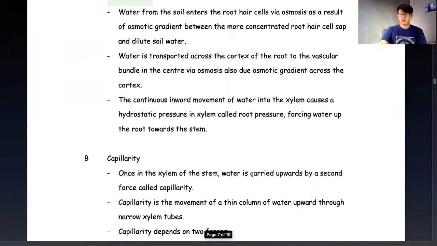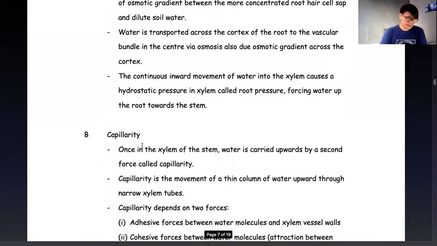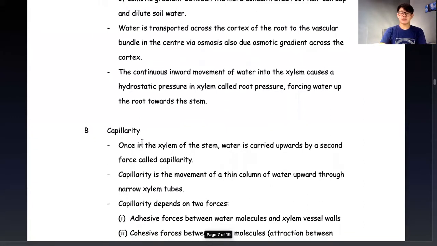Right? Now, the second bit. Okay, so the second bit is what we call capillarity. Okay, so capillarity or cohesion, adhesion, tension. Now, if you want to understand this, we need to know a bit about the biochemistry. Which biochemistry are we interested in? We are interested in the biochemistry of water, the properties of water.